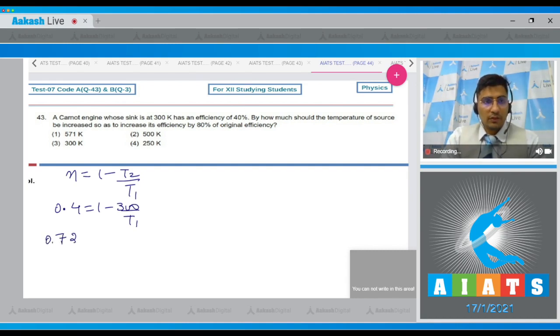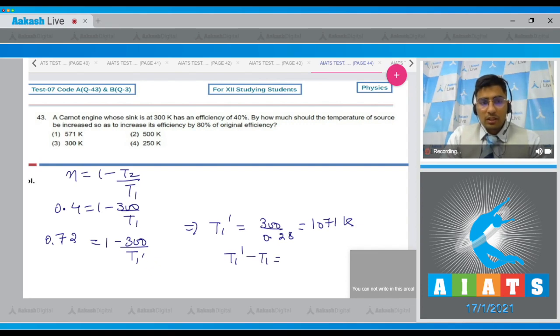So 0.72 is equal to 1 minus 300 by T1 dash. On solving these two equations, we get T1 dash is equal to 300 by 0.28, that is 1071 Kelvin. So T1 dash minus T1 is equal to 571 Kelvin, meaning for this question the correct answer is option 1.